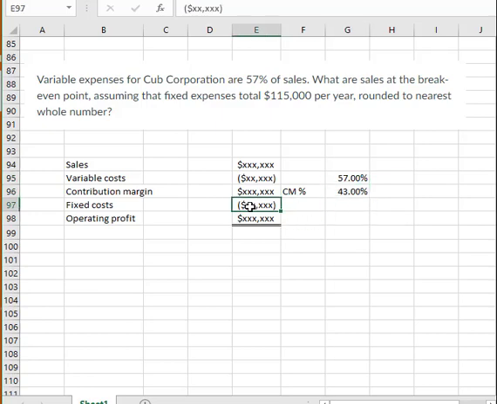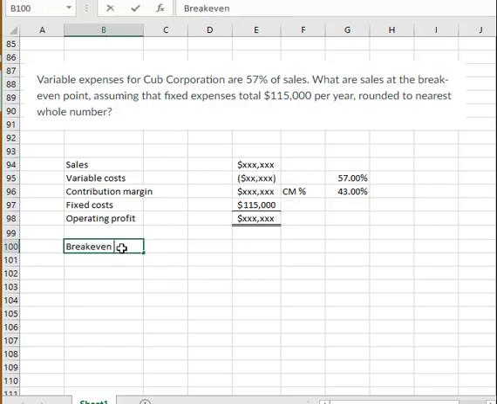And then they tell you the fixed costs are $115,000. And they don't ask you for operating profit, but it's just good to remind yourself how this all fits together, because you need the contribution margin percent to solve for break even. And so you have to be able to get that number. And they didn't give you these amounts so you could calculate it directly. You had to do it analytically.